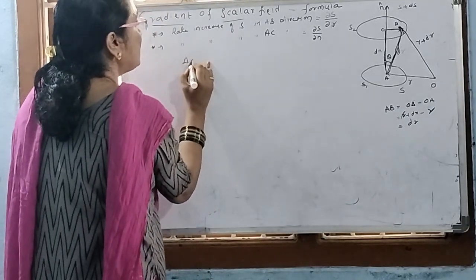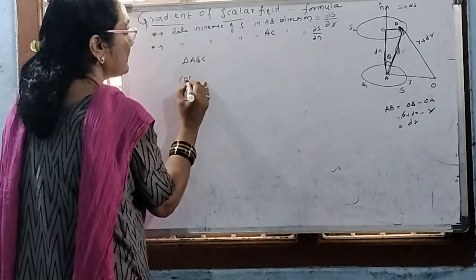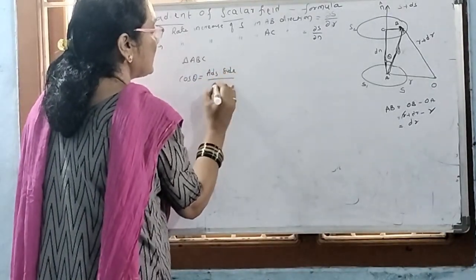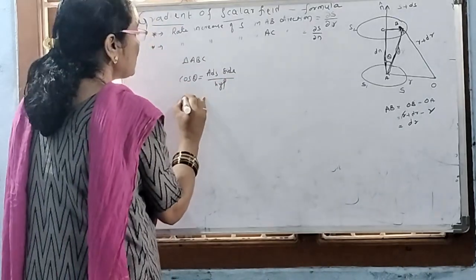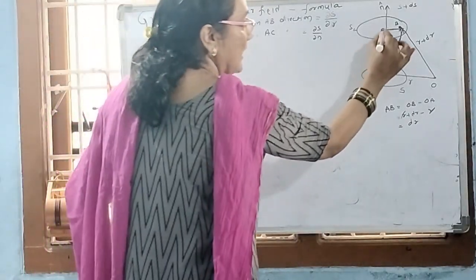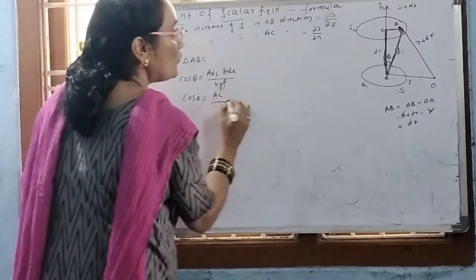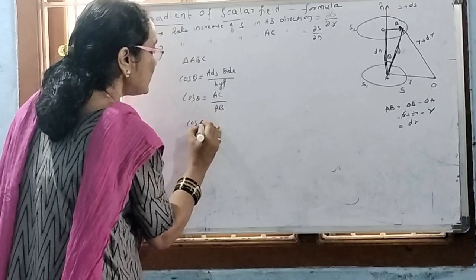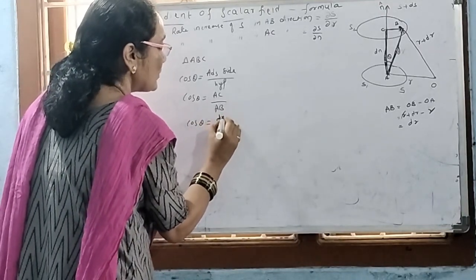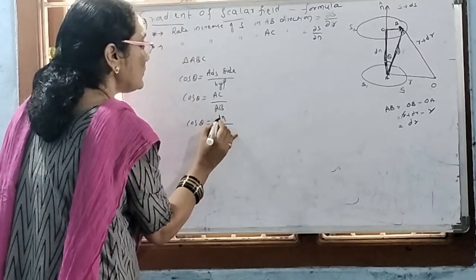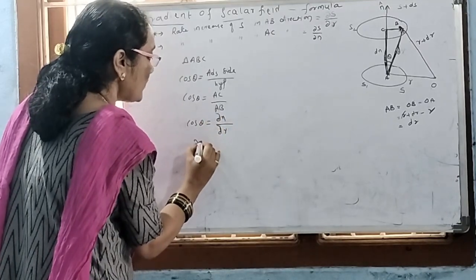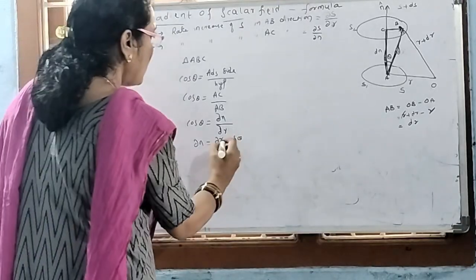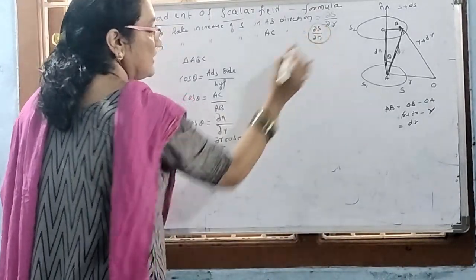So, from triangle ABC, cos theta is equal to adjacent side by hypotenuse. So, what is the adjacent side? AC. What is the hypotenuse? AB. Right? That is cos theta. What is AC? dn. What is AB? dr. Or dou n, dou r. So, dou n is equal to dou r cos theta.